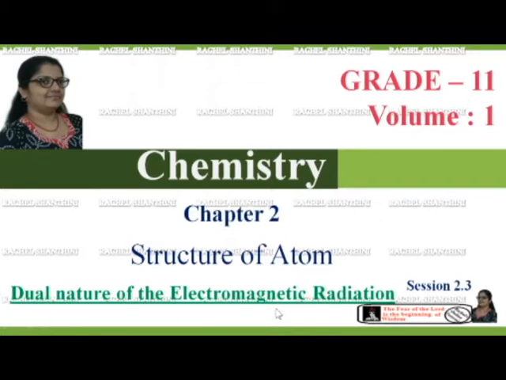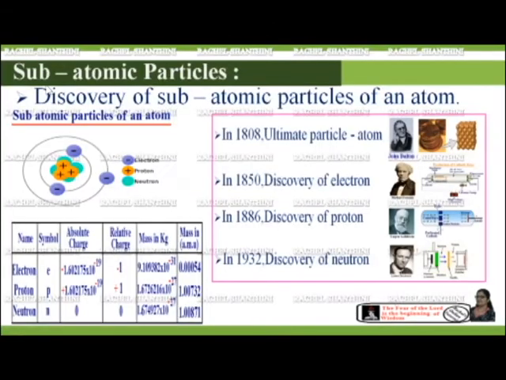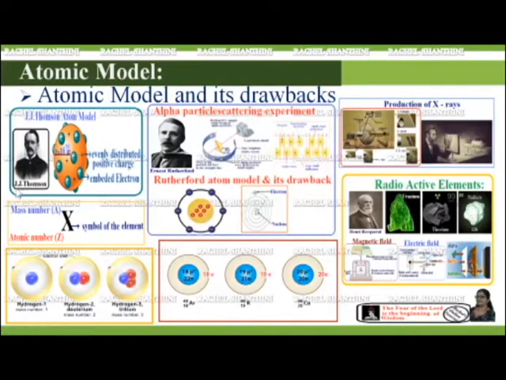Before getting into today's concept, let us recall all the topics that we have discussed in the previous sessions. In session 2.1, we discussed the discovery of subatomic particles and their characteristics. In session 2.2, we discussed J.J. Thomson atomic model, Rutherford atomic model, and its drawbacks.